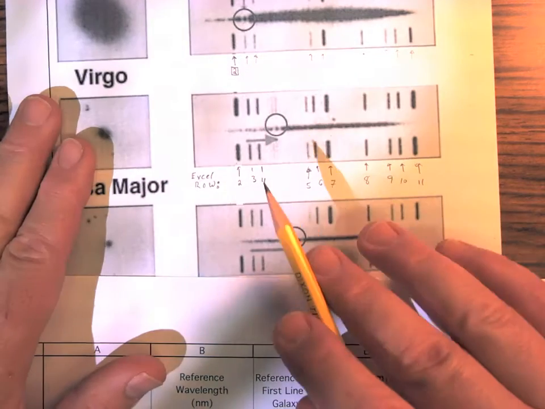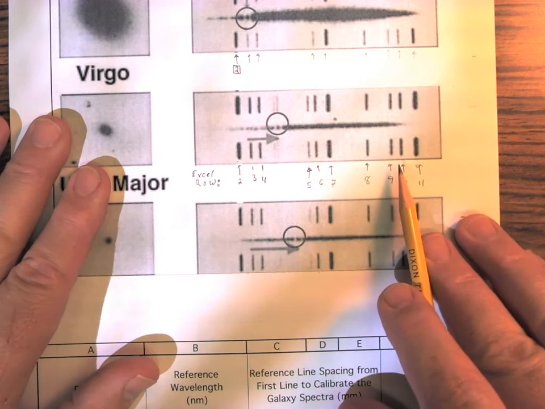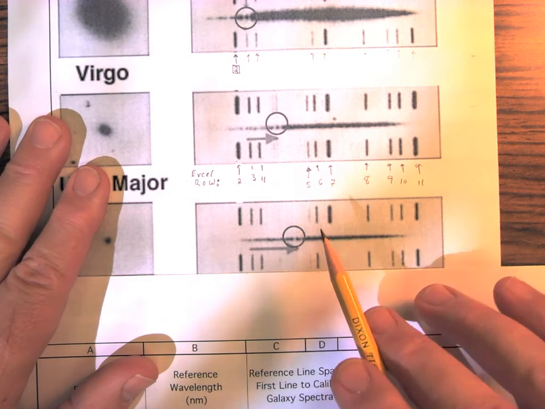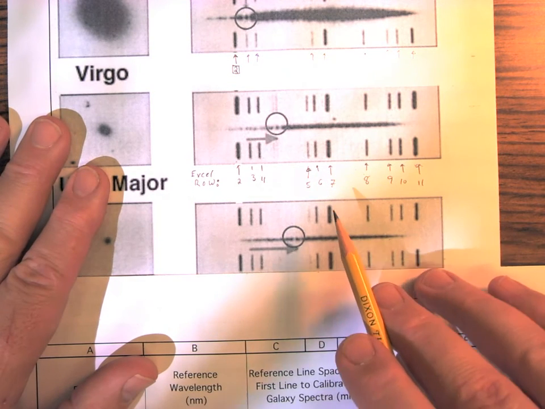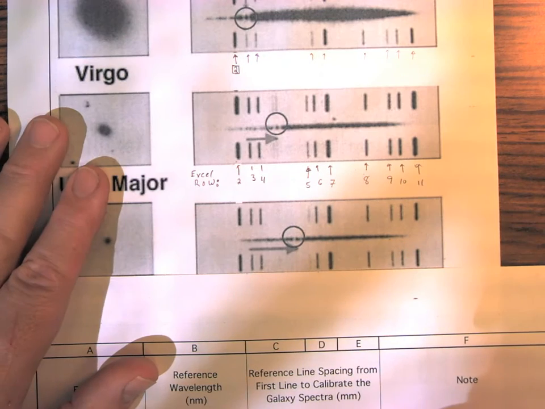So now I'm going to zoom in on one of the ones I can see all the lines of, and I'm going to use this for my calibration. Notice all these pictures are the same scale and at exactly the same place. So as long as we make the measurements the same, we should be good.